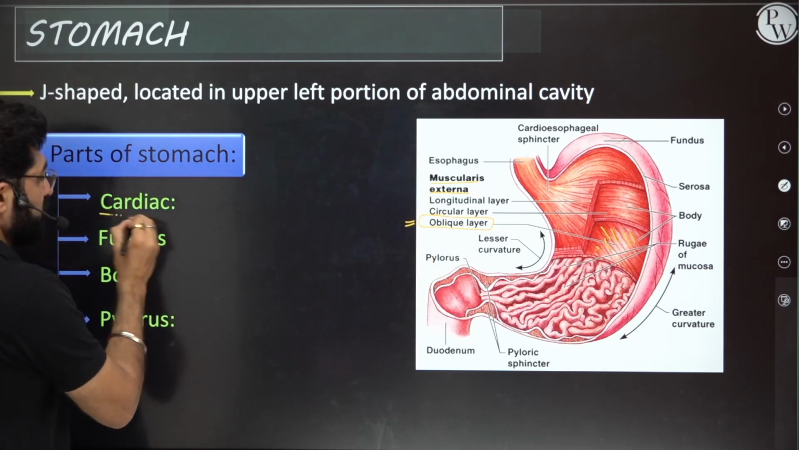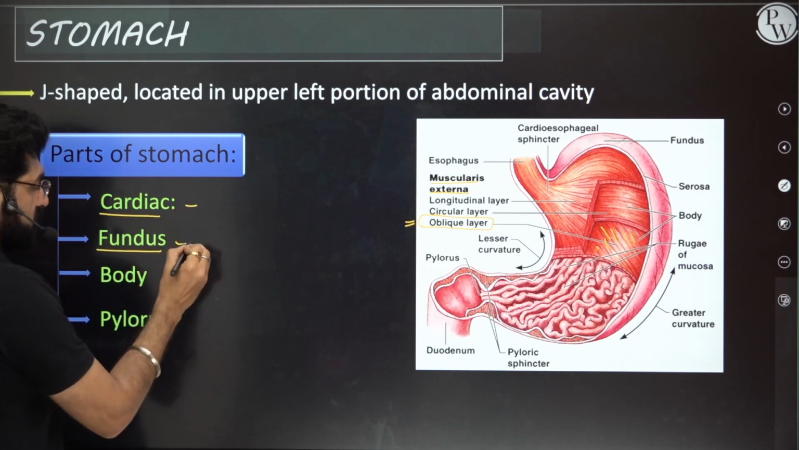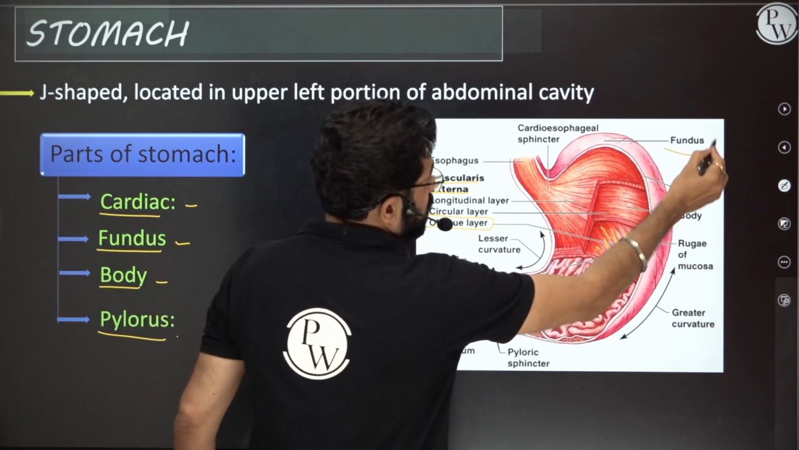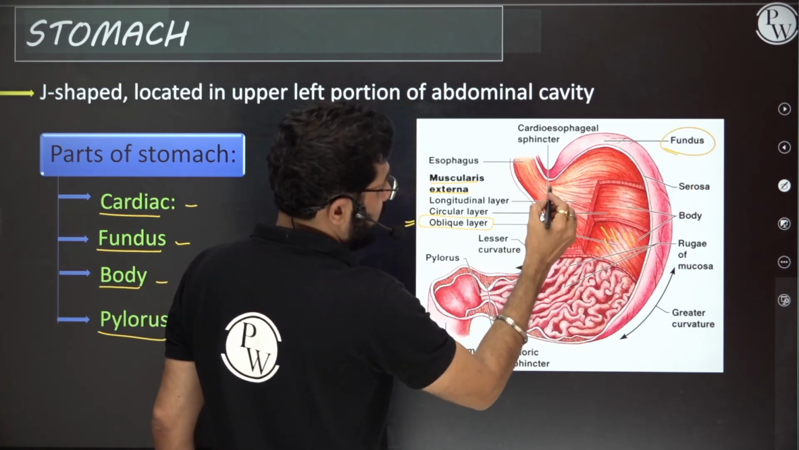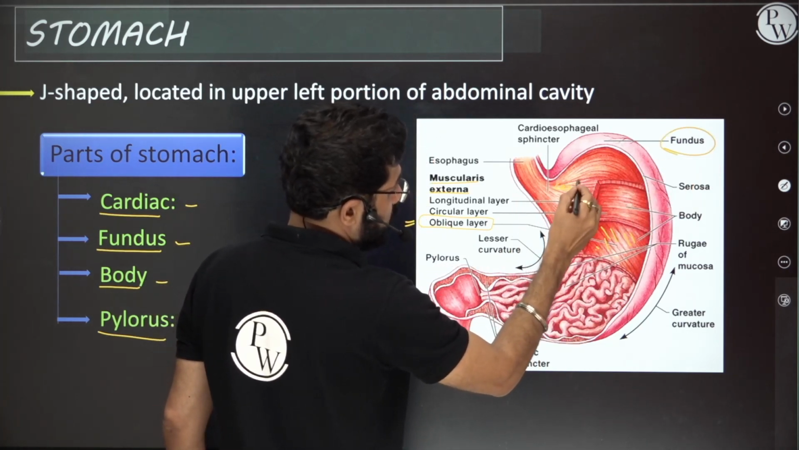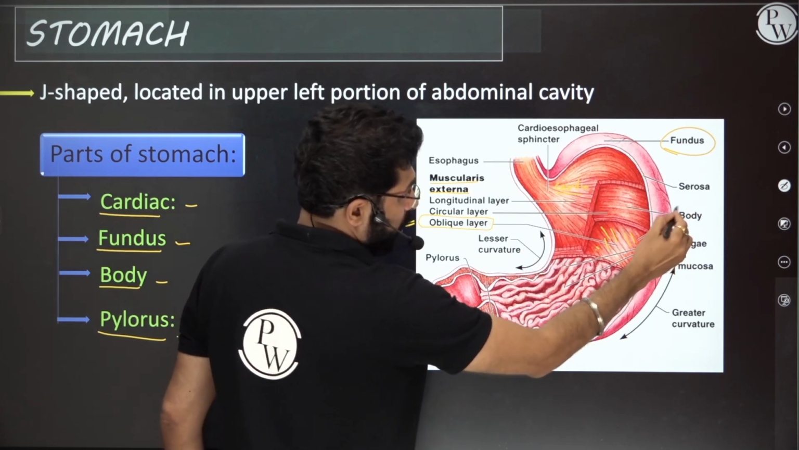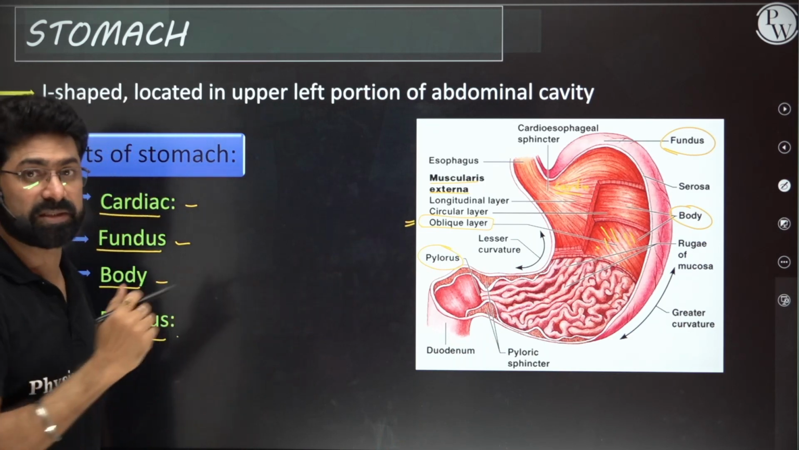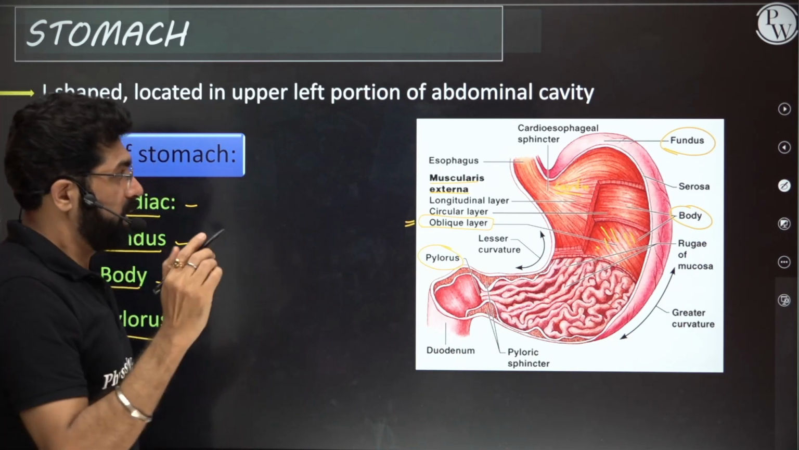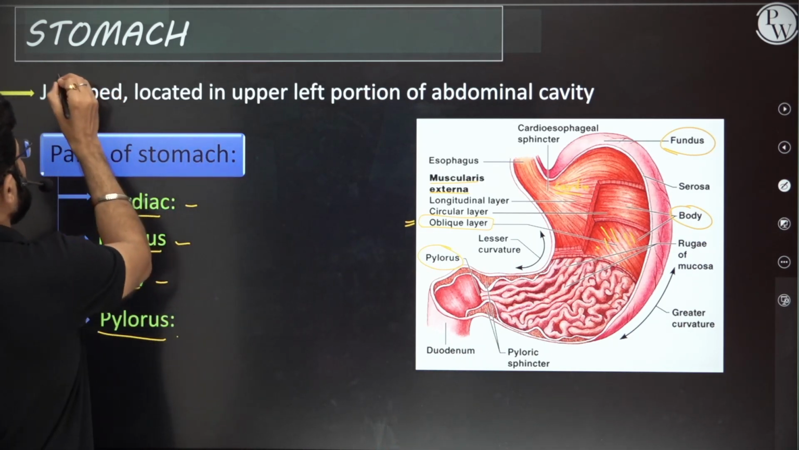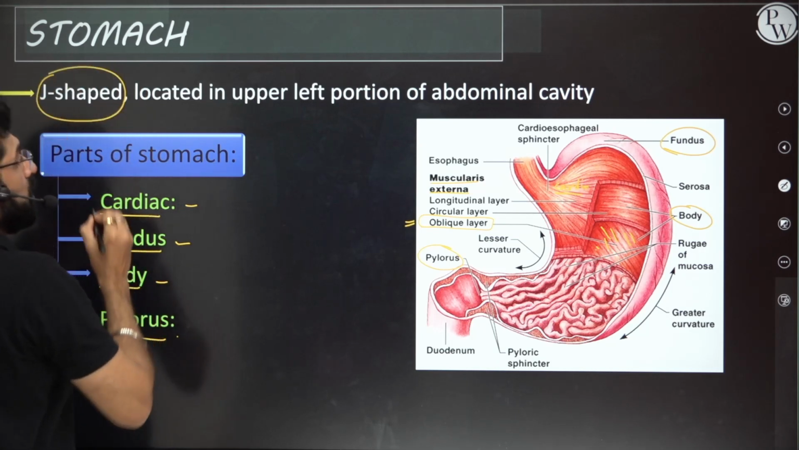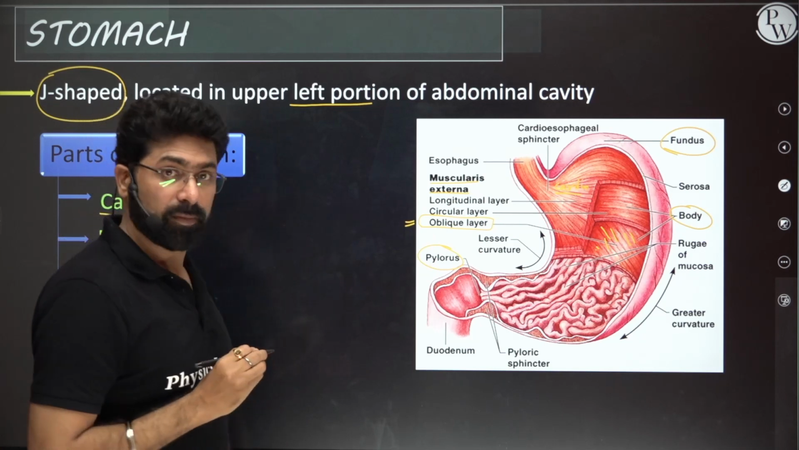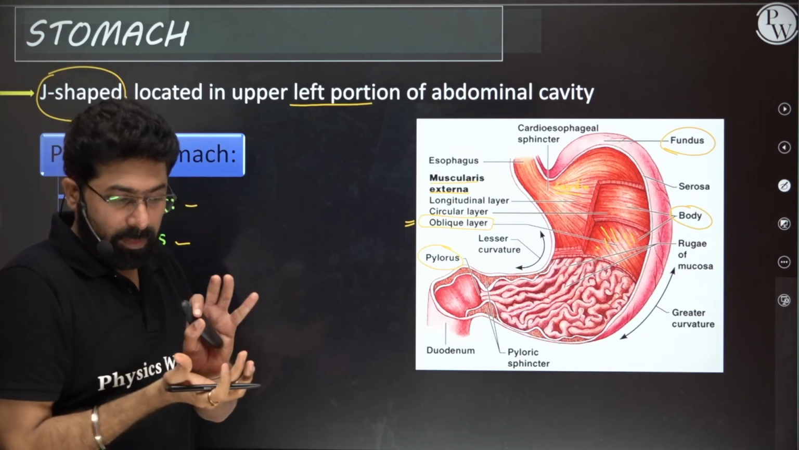Moreover, the different parts of the stomach we'll talk about. The stomach has four parts. One is the cardia, next is the fundus, third is the body, and fourth is the pylorus. One by one, you can see here also. This is the cardia, and this is the body. This is your pylorus. Four parts you can see in the stomach region. Here you see the stomach shape. You always remember, it is J-shaped. It is located on the left portion of the abdominal cavity.